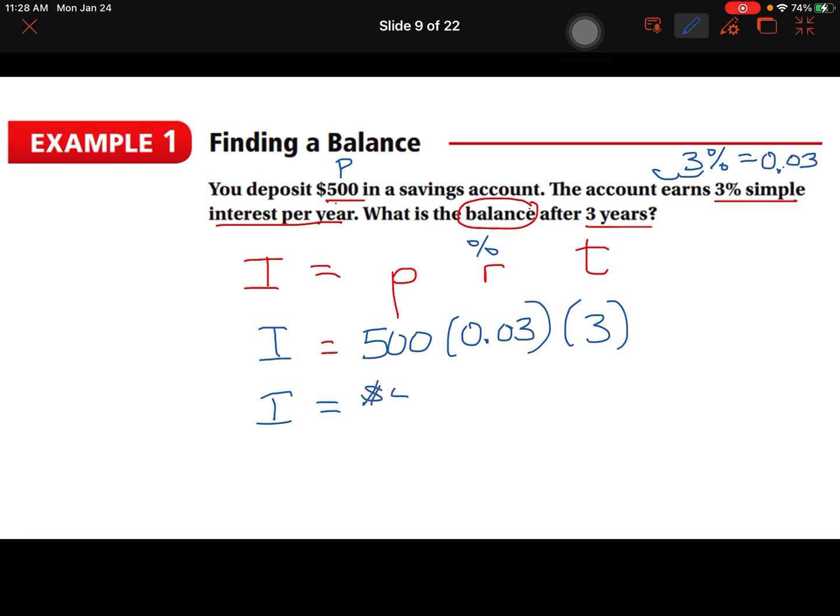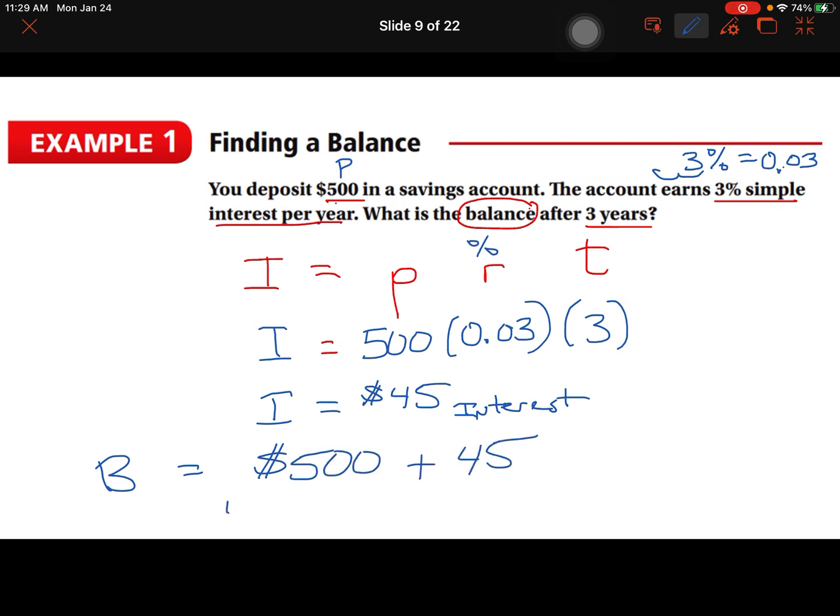You will get $45. Now, it asked you for the balance. Now, balance is the total. I would be pretty disappointed if I put $500 in the bank and all they gave me back was $45. This is my interest. So the balance is my principal, which was $500, plus the $45 interest. So the balance is $545. And so that's what my answer would be in this case.